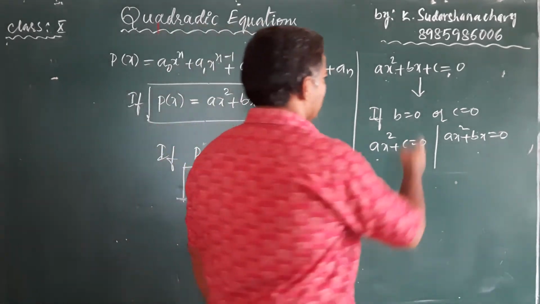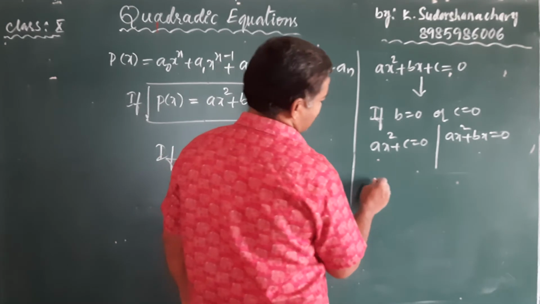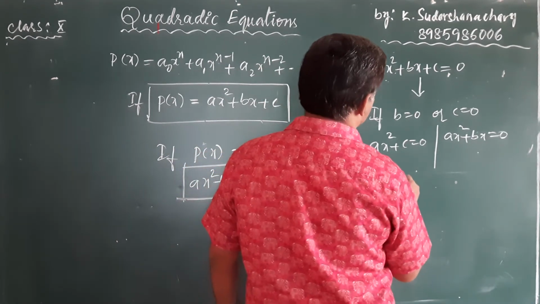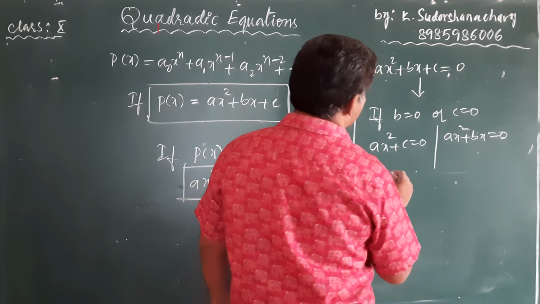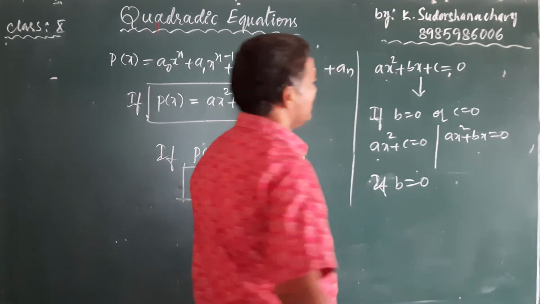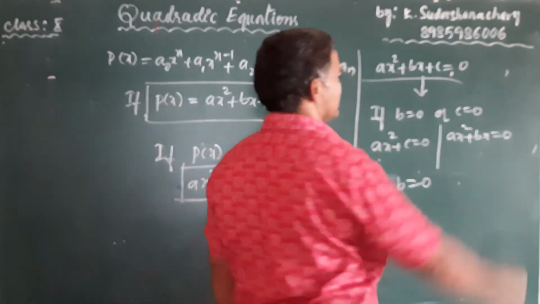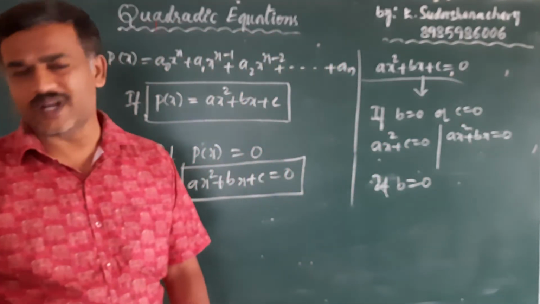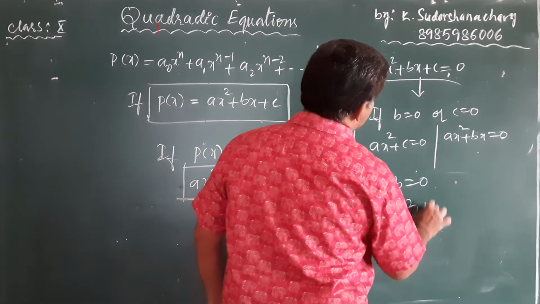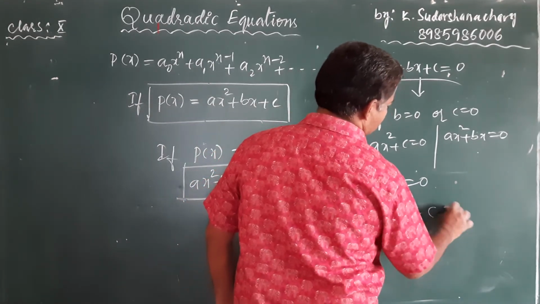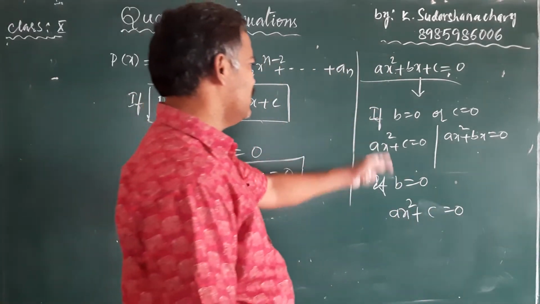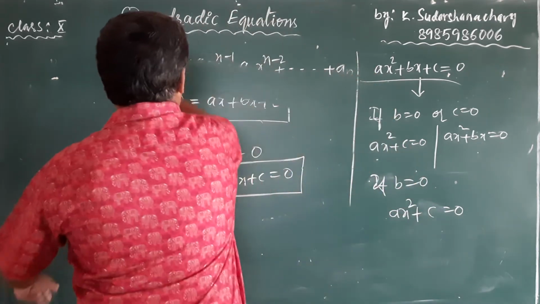Okay, next, if b is equal to 0, then the quadratic equation is said to be the pure quadratic equation. Pure quadratic equation, that is ax square plus c is equal to 0. Okay, so based on that type we can say this. Next, one more.